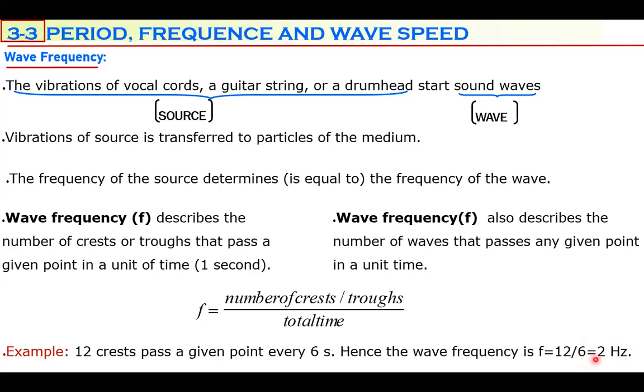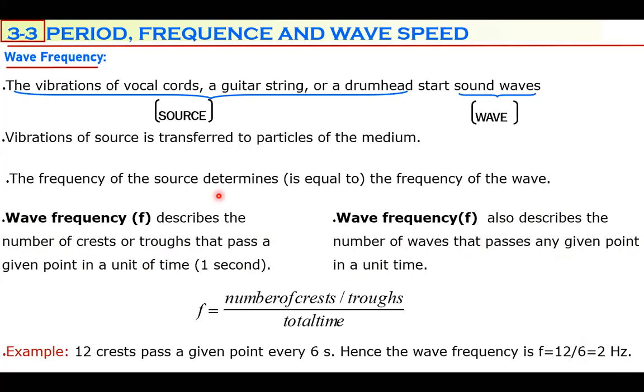Wave frequency also describes the number of waves that pass a given point in a unit time, because when one crest passes to the next crest, it is one wave. From one trough to the next trough also represents one wave. The number of waves that pass a given point, or the number of crests or troughs that pass a given point, is the definition of wave frequency.